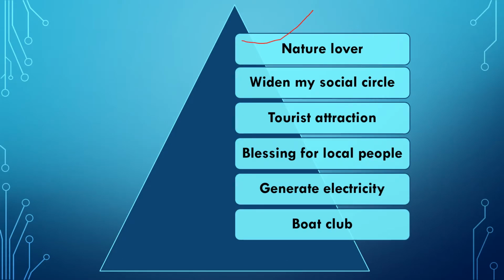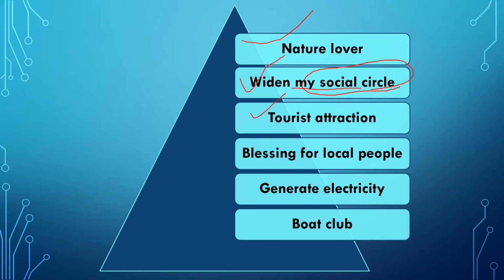Nature lover. In this point, you can say it makes me feel so close to nature. It provides me relaxation. It provides me peace, a happy environment. So anything you can elaborate. If you are a nature lover, then you can speak about your environment. Okay. Next point is widen my social circle. Now, in this point, you can say, I usually visit this place. I have met many people and I have made many new friends. So, it helps me to increase my social circle.